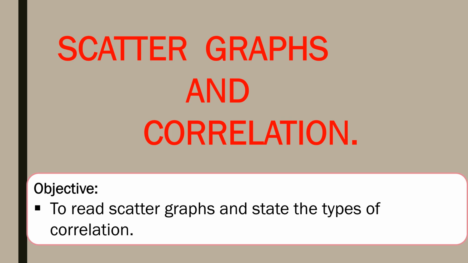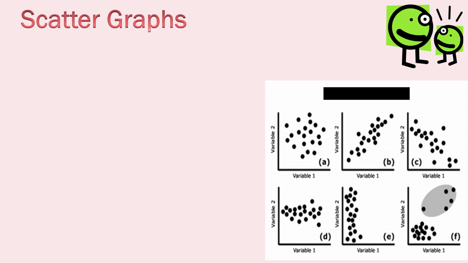In this lesson, you will learn about scatter graphs. You will also learn about how to read scatter graphs and state the types of correlation. So we want to start talking about the relationship that exists, or if any relationship at all exists, between two variables. And to start that conversation, we want to introduce a new type of graph called the scatter graph.